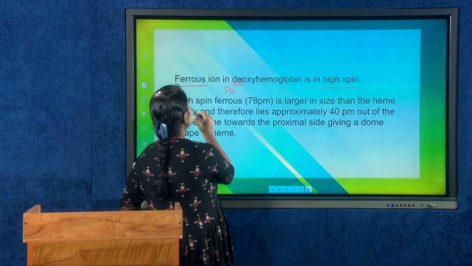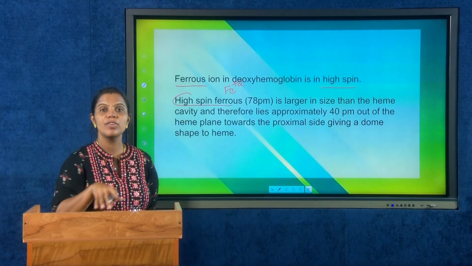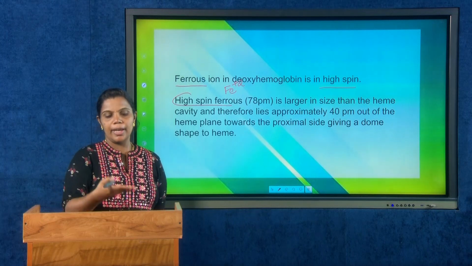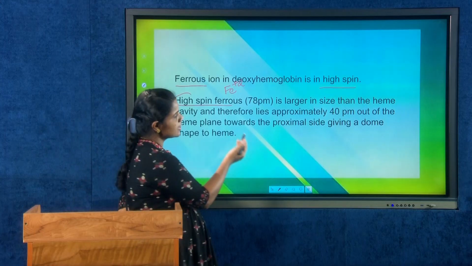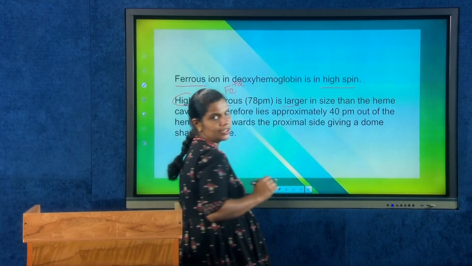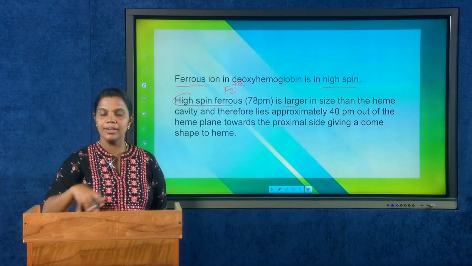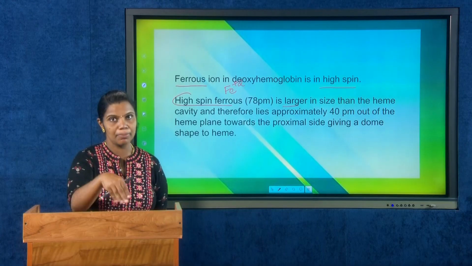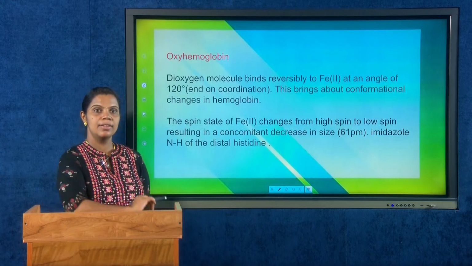That means that the high spin ferrous ion cannot sit into the cavity of the heme. It is therefore a bit above the heme plane, as its size is quite larger. That is, we are not having a planar structure, that is Fe2+ is not present in the cavity but above the plane of the porphyrin ring.